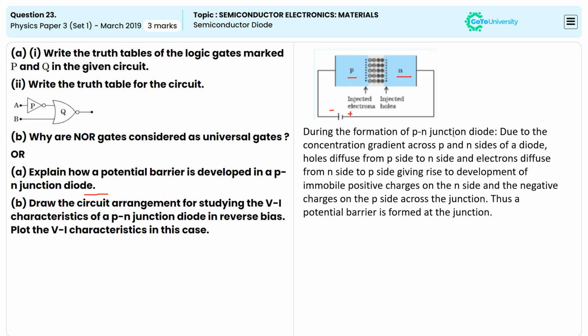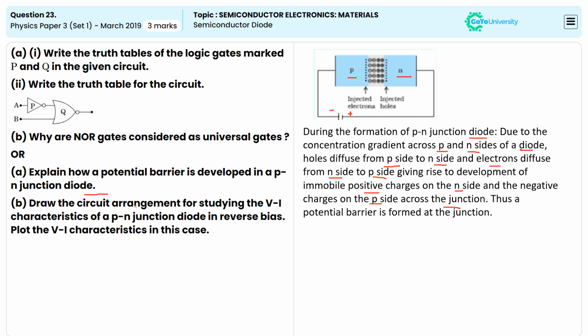During the formation of the PN junction diode, due to the concentration gradient across the P and N sides of the diode, holes diffuse from the P side to the N side and electrons diffuse from the N side to the P side, giving rise to the development of immobile positive charge on the N side and negative charge on the P side across the junction. Thus, a potential barrier is formed at this junction. In this way, a potential barrier is developed in a PN junction diode.